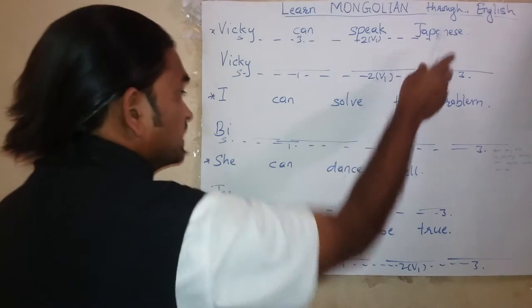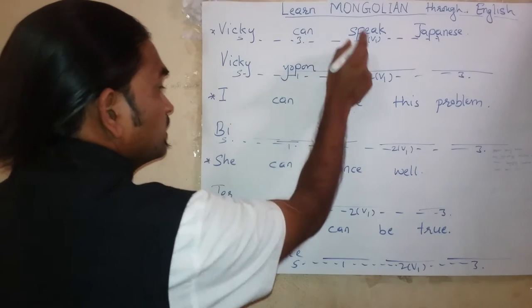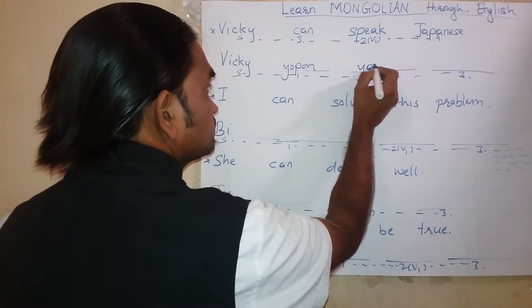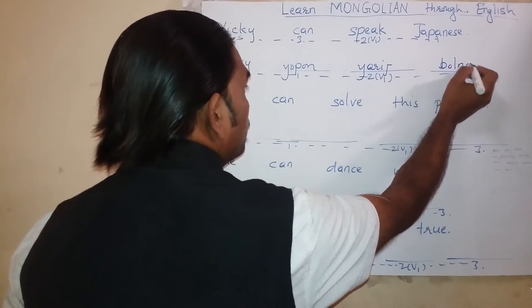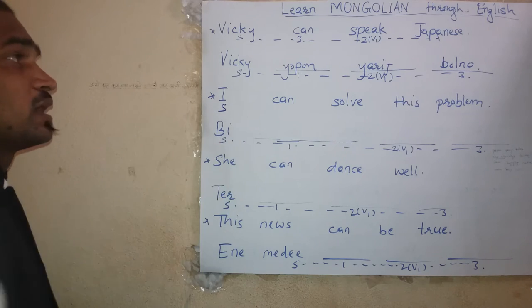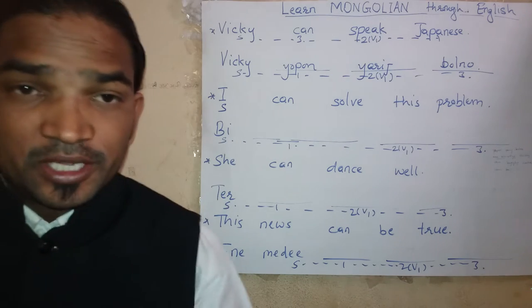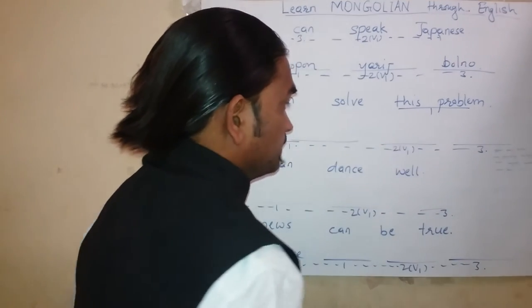Vicky is the subject. Here the word for Japanese is Yapon. The word for speak is Yariz. The word for can is Bolno. Viki, Yapon, Yariz, Bolno. Now, I can solve this problem. The Mongolian word for I is B. Here, at the end of the sentence, above one is this problem.